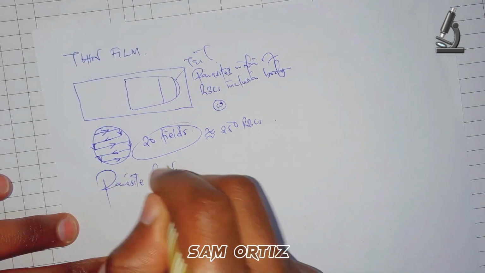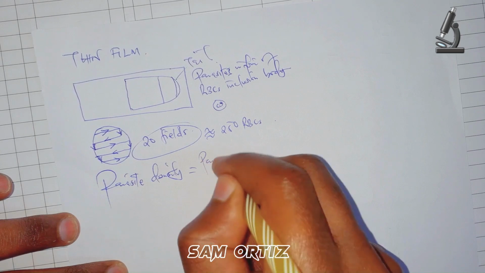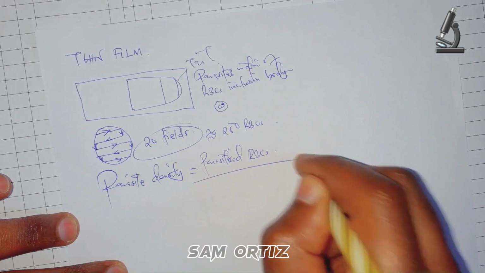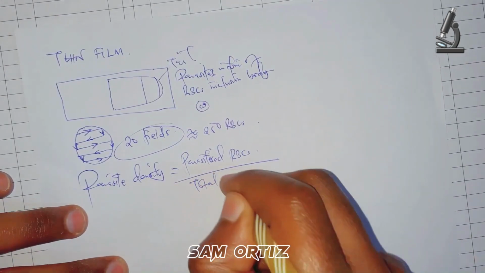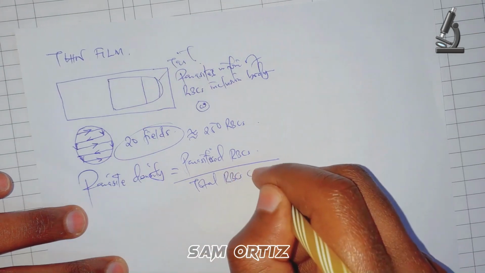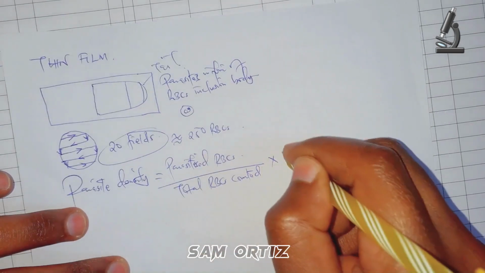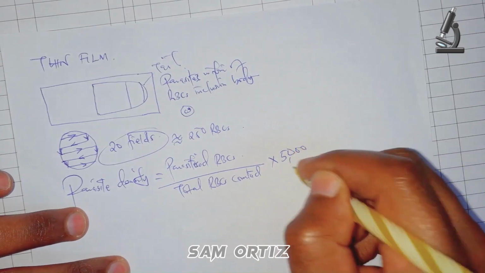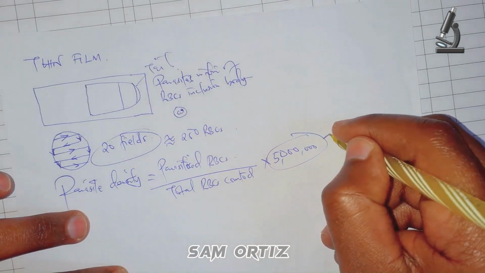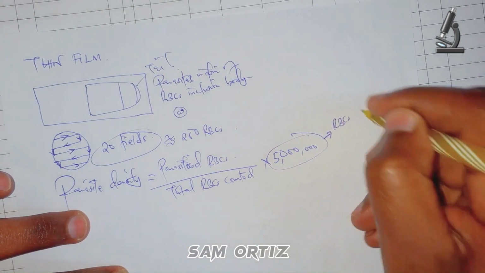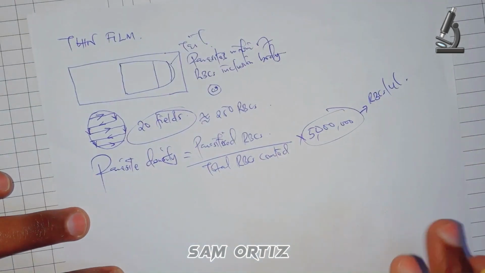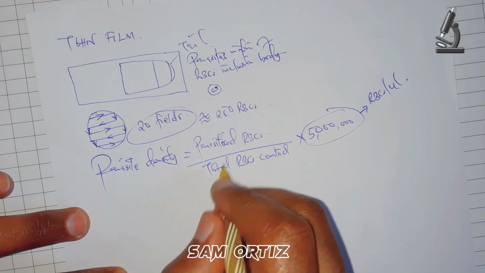Now the formula is not the same as the other one. So the parasite density is equal to parasitized red blood cells over total number of red blood cells, both infected and the normal ones. Then we multiply by 5 million. The estimation of red blood cells per microliter of blood is 5 million. So that's why we are multiplying by 5 million. Yes, this is somehow interesting.